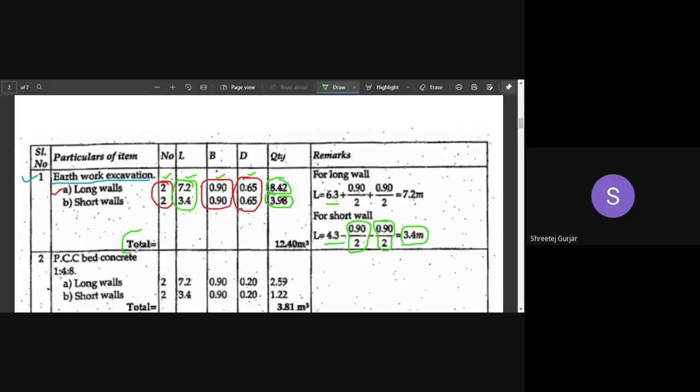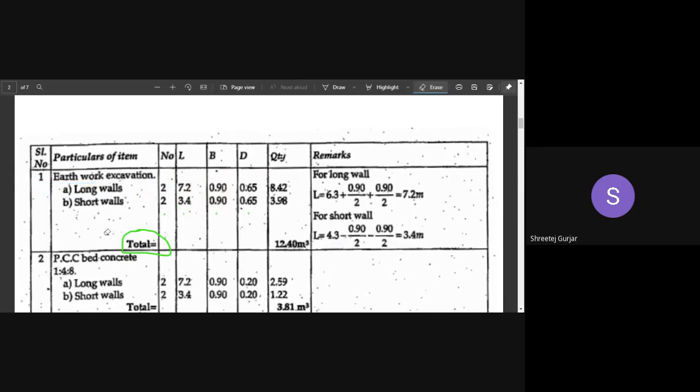So then you have to calculate the total. The total will be the addition of these two. Addition of these two, you have to write as the total earthwork that is needed here. So this is how you calculate earthwork in excavation. Okay, you can write it down now. I will just erase all these things and you can write it down.